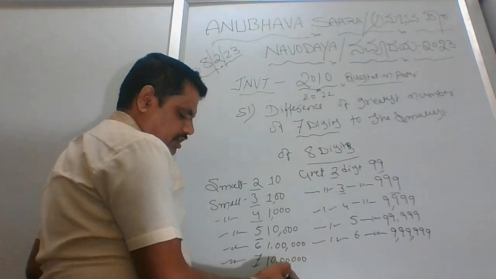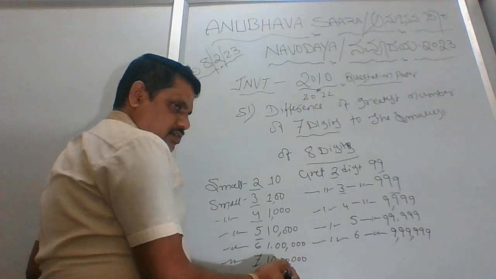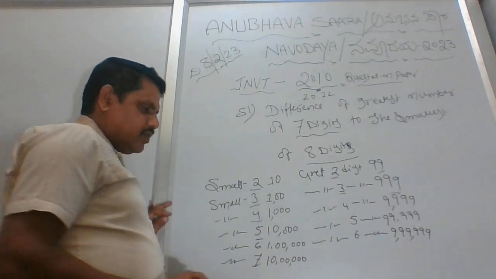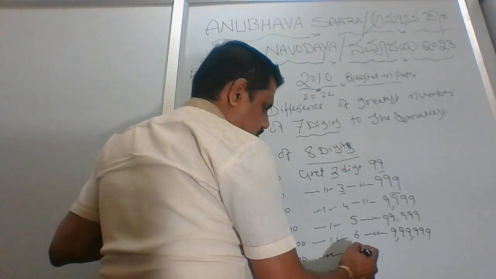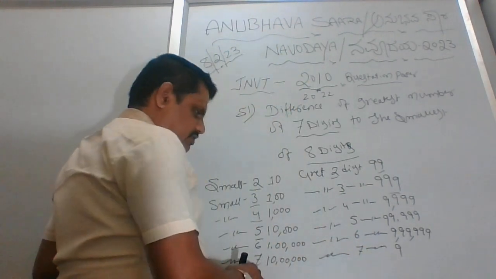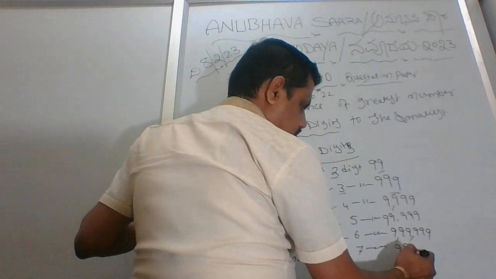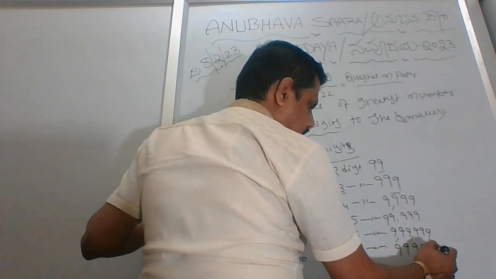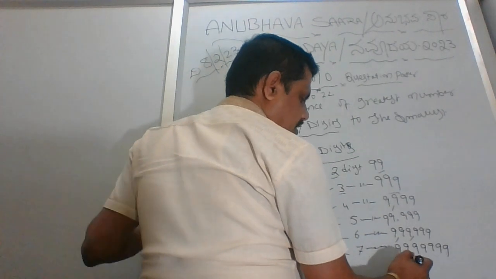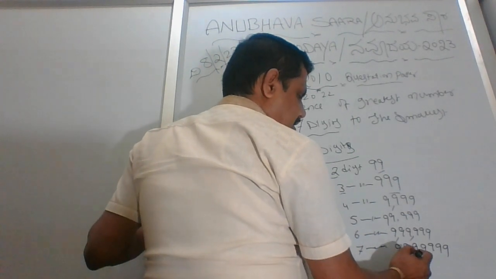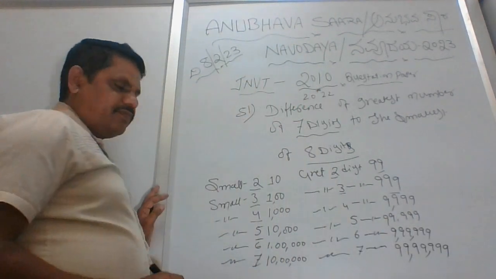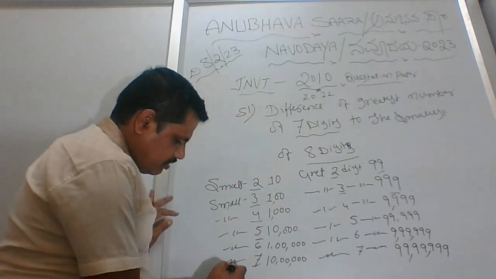Ones, tens, 100, 1000, 10,000, 1 lakh, 10 lakh. Similarly, here I will go with how many digits? 7 digits: 1, 2, 3, 4, 5, 6, 7. For 7 digits, what I will do is here 99 lakh, 99,999. Okay, so let's come to the last point.